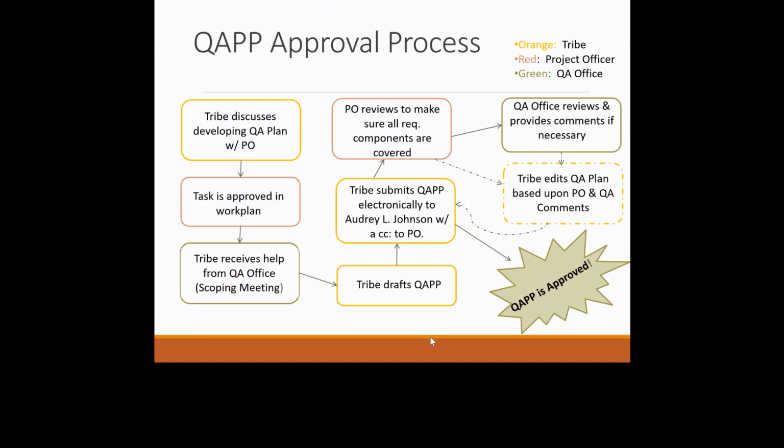If it needs to be edited anymore, it'll be sent back to the tribe and let them know what needs to be fixed, and reviewed with comments from the QA office, and then edits are made, and then it'll go back to be approved. So hopefully it's a pretty seamless process for folks. It shouldn't be too intimidating, but that is the process.